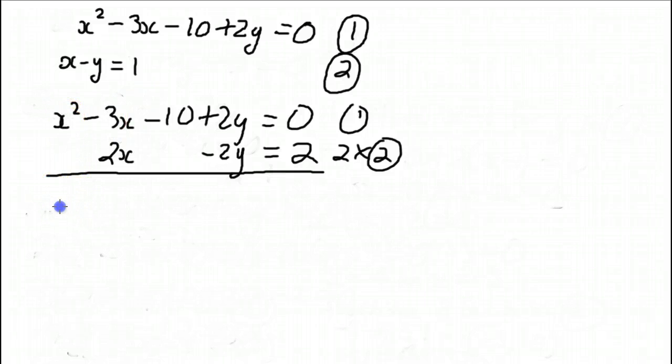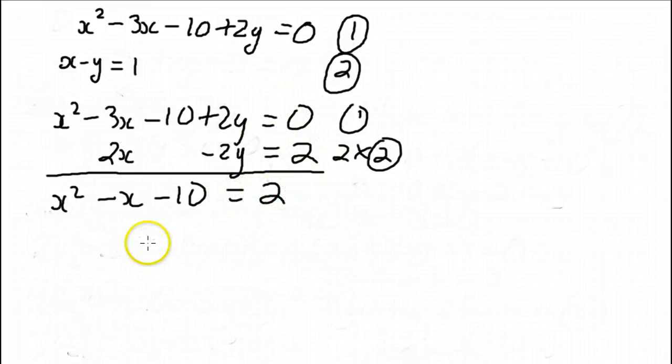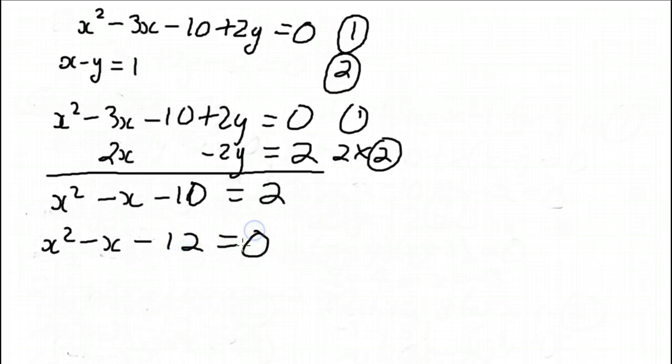So this will be x squared minus 3x plus 2x is minus x minus 10. The y's eliminate, and this is equal to 2. Again, we have a quadratic to solve. Let's move this over. We get x squared minus x minus 12 equals 0. And our solution will be exactly as before.